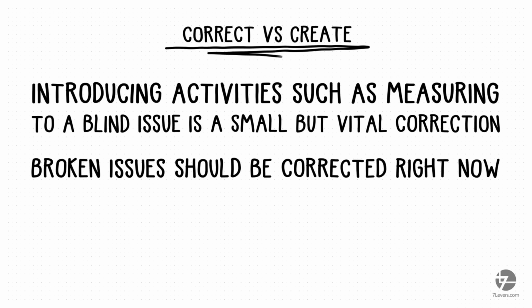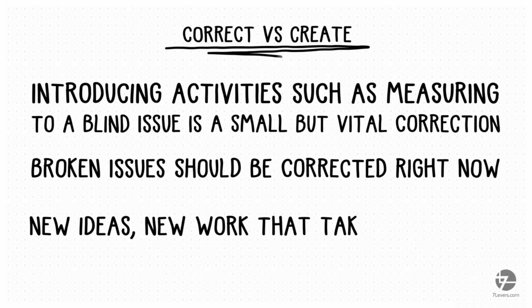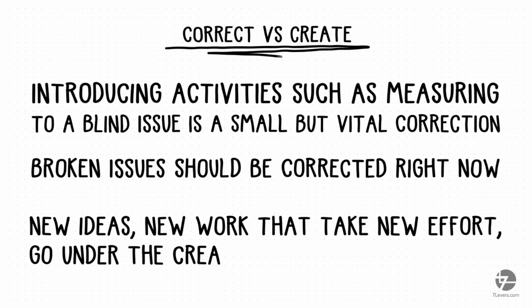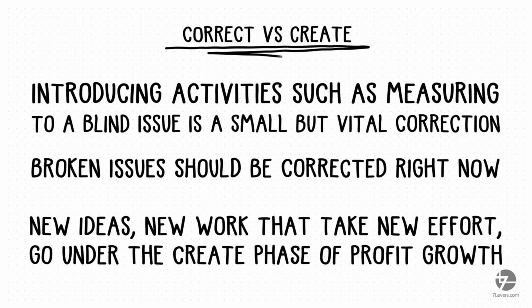And finally, if while you've been working through your 7 levers, clarifying, capturing and calculating, you've come up with an idea for something that you could do better or something completely new that you could do to improve a lever, again, that comes under the heading of new work, new effort, and so it becomes an activity that we put into the create phase of profit growth.